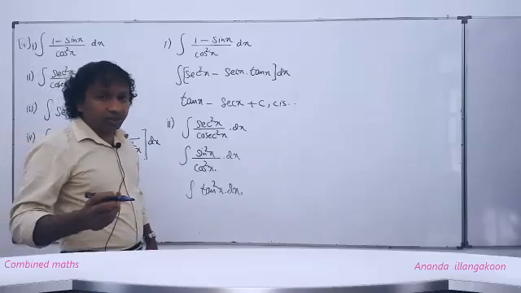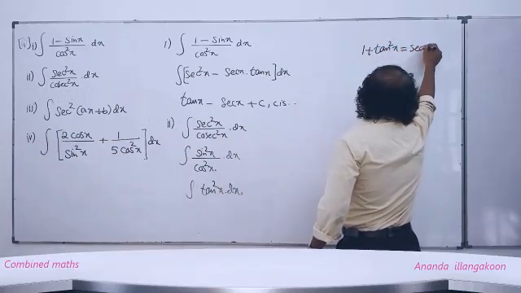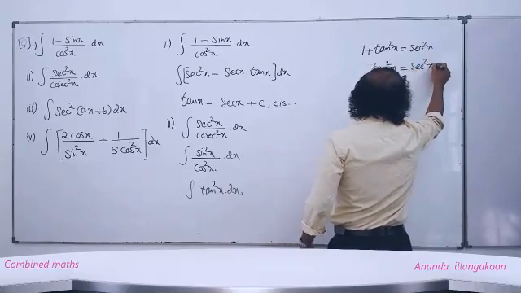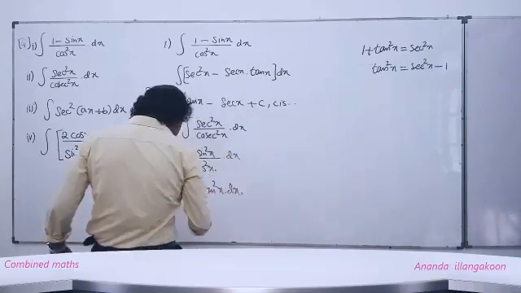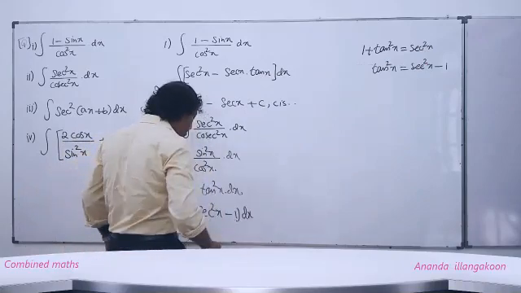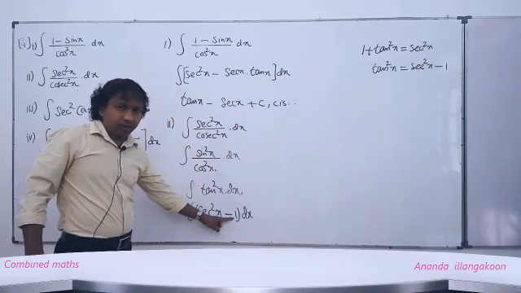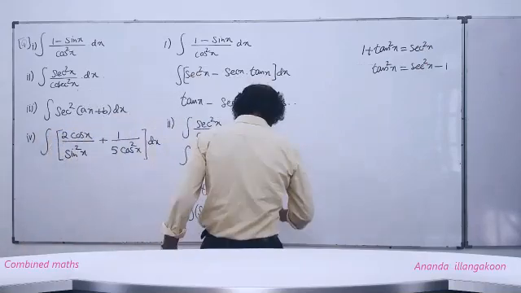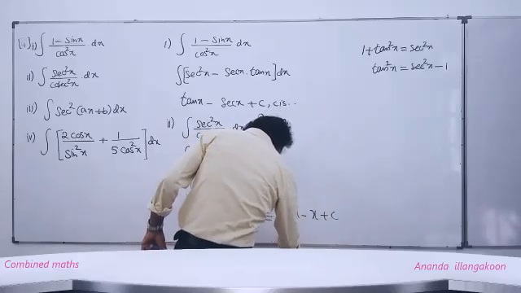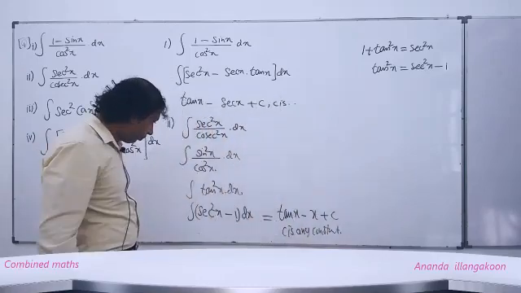Yes, tan squared x you can write like this. 1 plus tan squared x equals sec squared x. From that, make tan squared x the subject. This is sec squared x minus 1. So write this tan squared x as sec squared x minus 1. Now integrate sec squared x, it is tan x. Integral of 1 is x. So tan x minus x plus c. This is any constant.